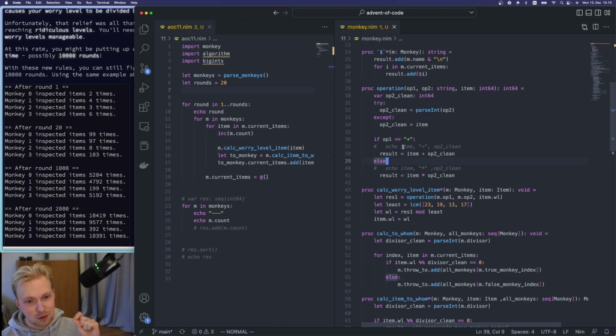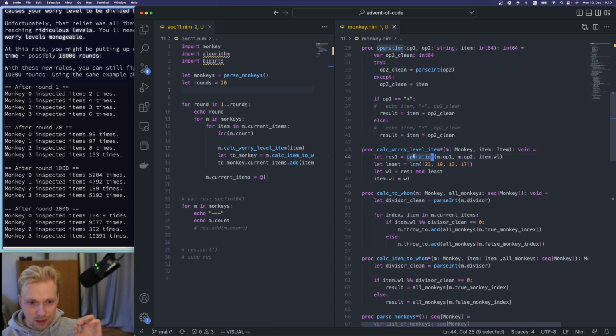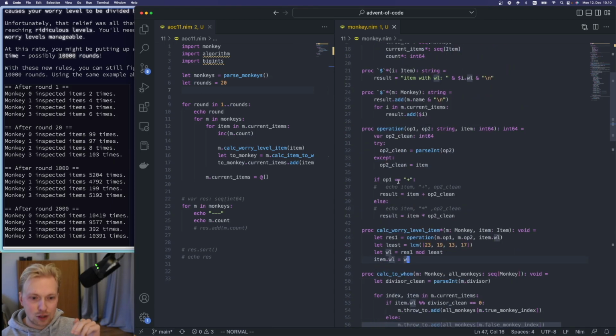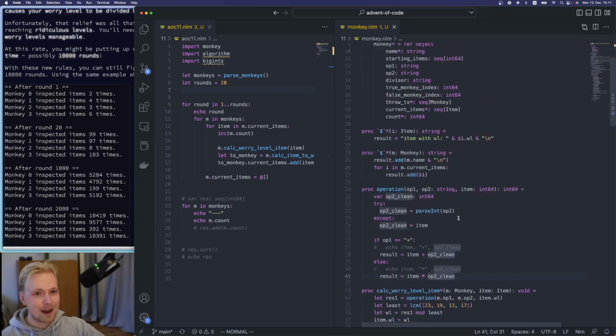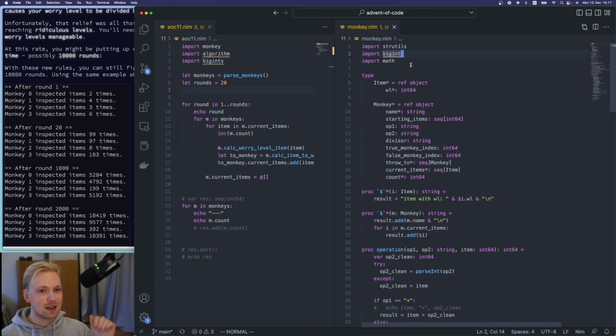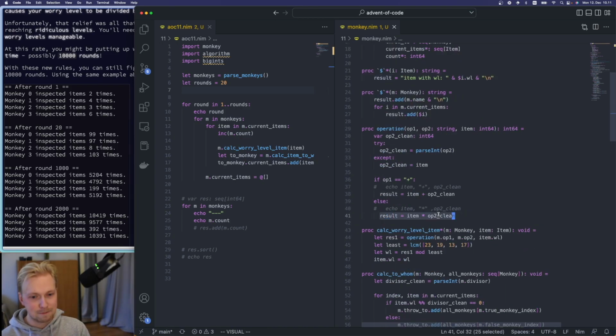Not at all. So the problem was that the worry levels, when not divided by 3, became very, very large numbers, and especially in the multiply, we were getting an integer overflow. My natural instinct was, we just need bigger integers, more bytes. So I checked, and there's actually a big int library for Nim that you can install with Nim's package manager called Nimble.